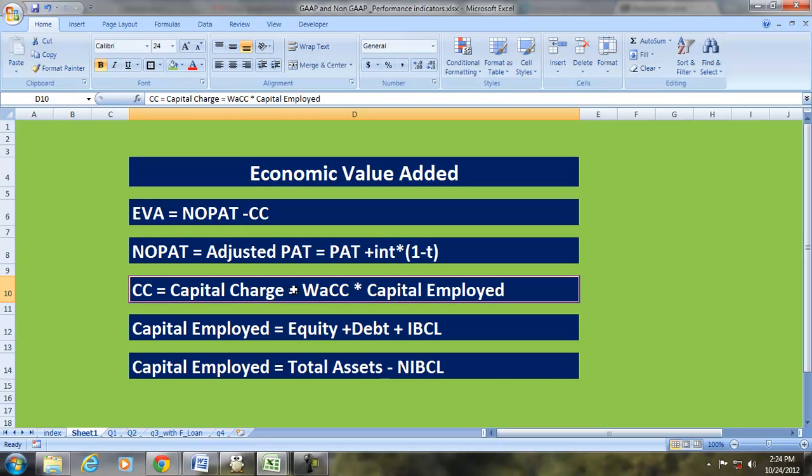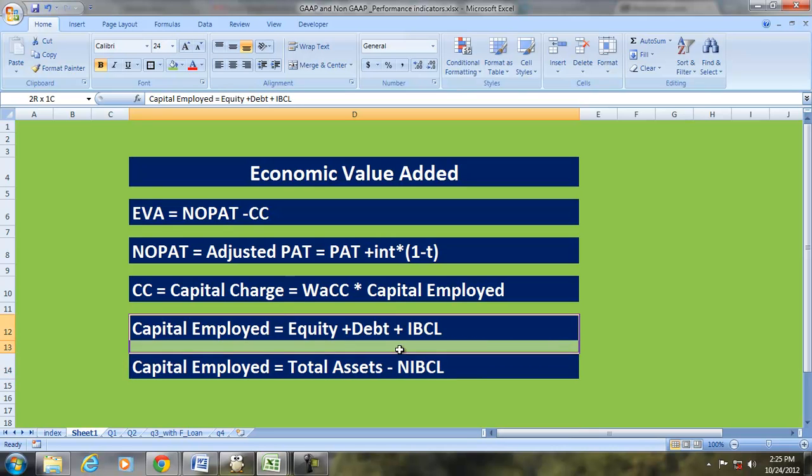Capital charge is equal to weighted average cost of capital into the capital employed, and the weighted average cost of capital recognizes the cost of equity, cost of debt and also the debt equity ratio. The capital employed is debt plus equity plus interest bearing current liabilities like short term loans, bank overdraft. Capital employed can also be calculated as total assets minus non-interest bearing current liabilities like creditors, outstanding expenses.